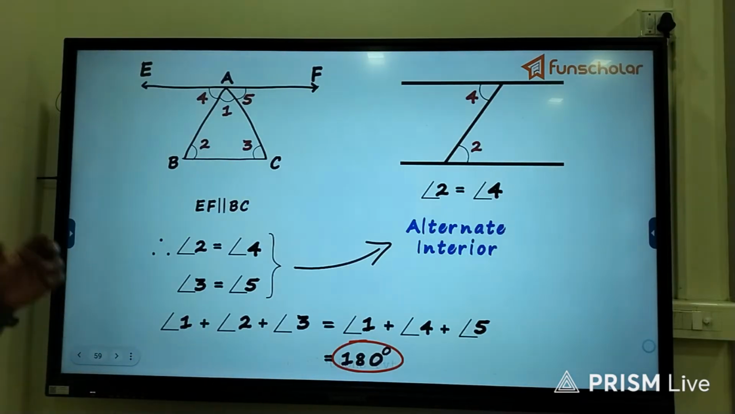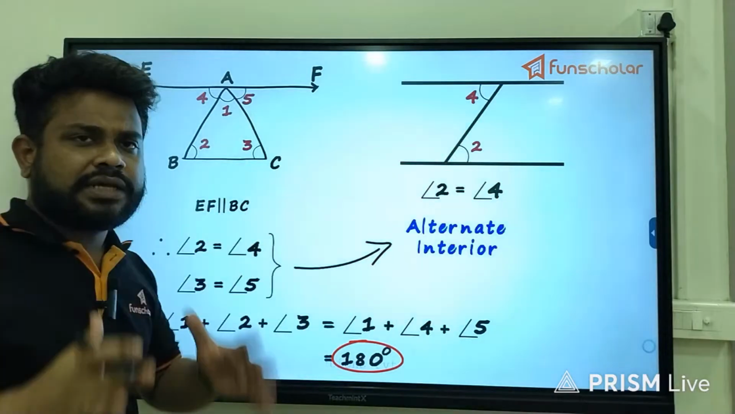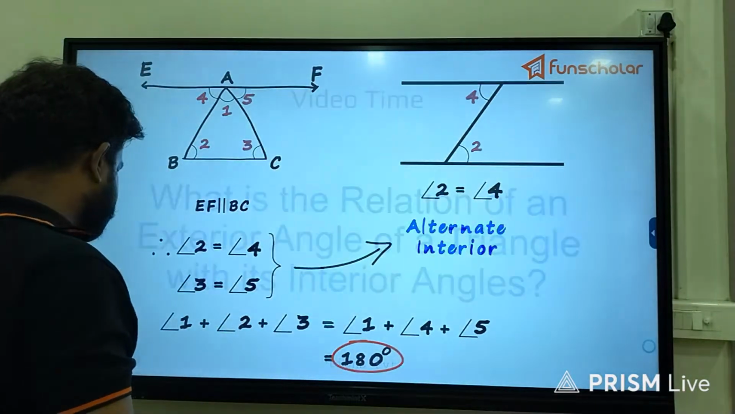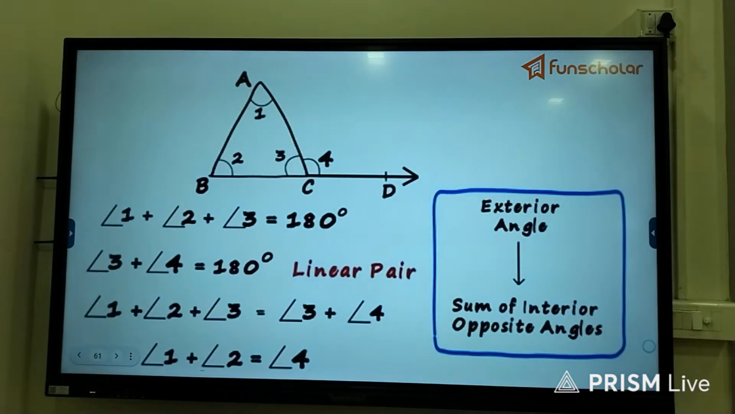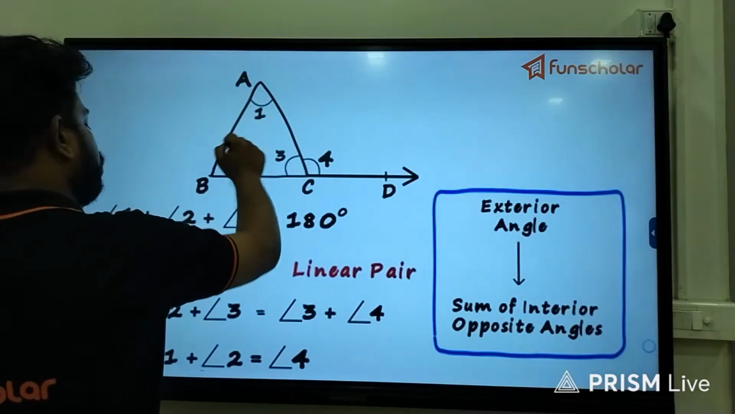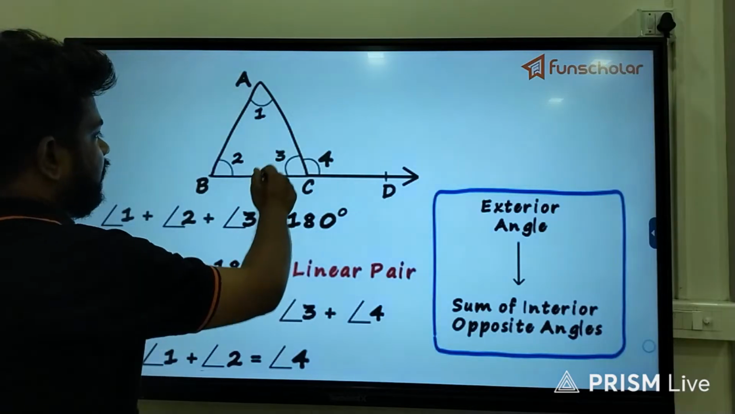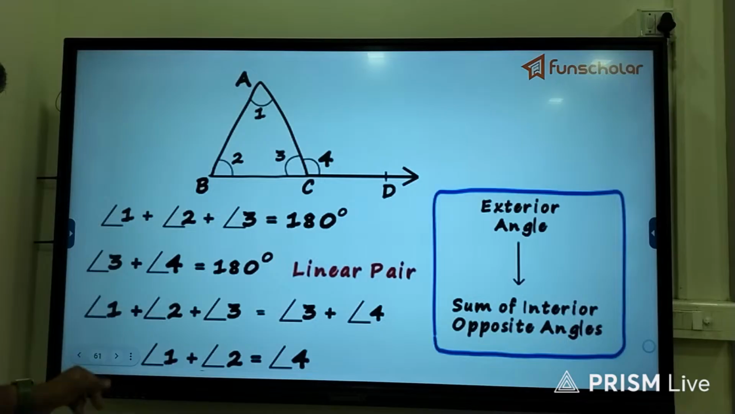Okay, this is another video and I'm not going to play the video here, and in this video they have discussed all the interior angles and the exterior angles of all of this. So this is the relationship of the exterior angle and the sum of the interior angles in opposite. Like 1, 2, 3 is 180 degrees and 3, 4 will also be 180 degrees because this is a linear pair which we have already discussed previously.